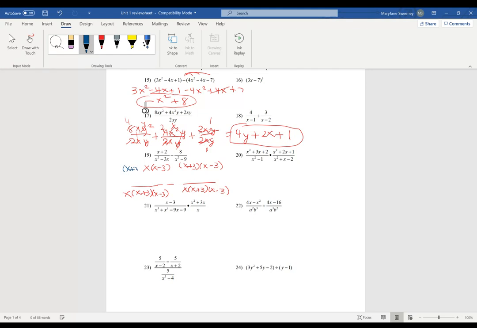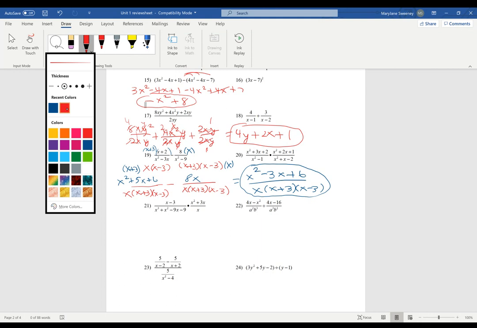We need the x plus 3. So that's what I have to put up top. And here we got the x plus 3, x minus 3. We need the x, so that's what I have to put up top. So this is x squared plus 5x plus 6 minus an 8x. So this is x squared minus 3x plus 6 over x plus 3, x minus 3. So remember, with adding and subtracting, you do want to distribute the numerator so that you can combine like terms.